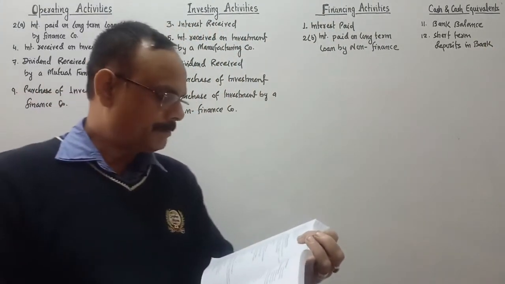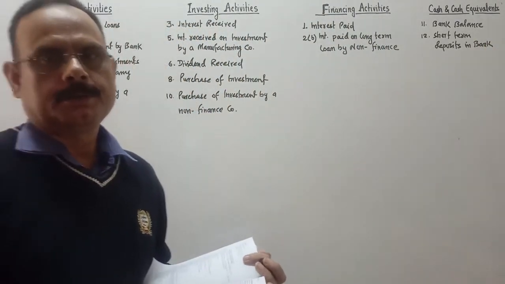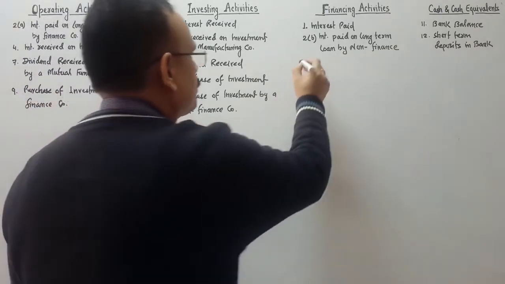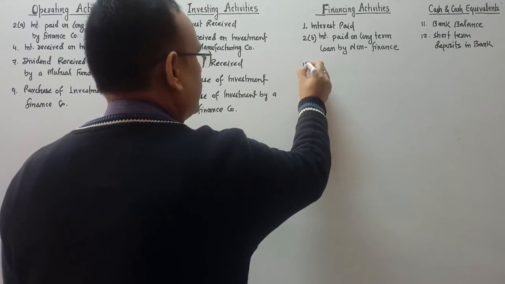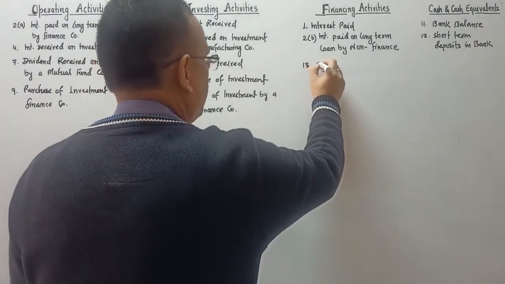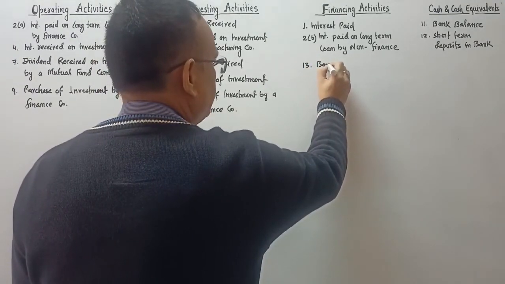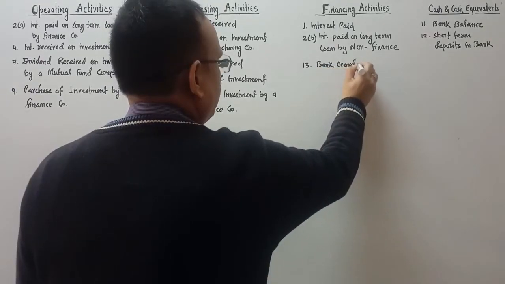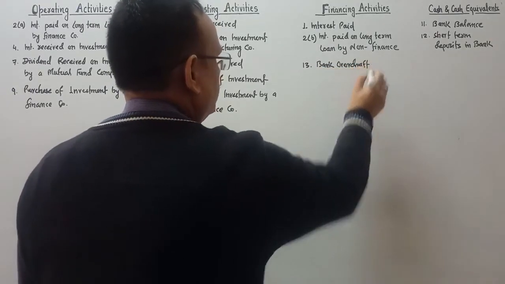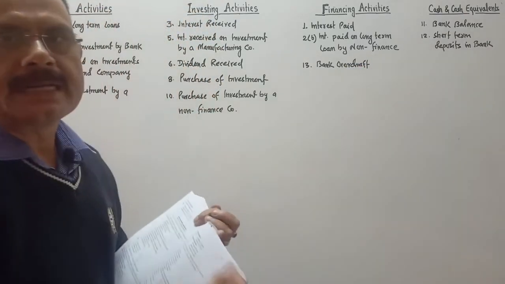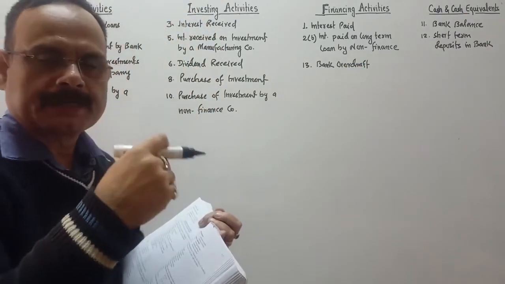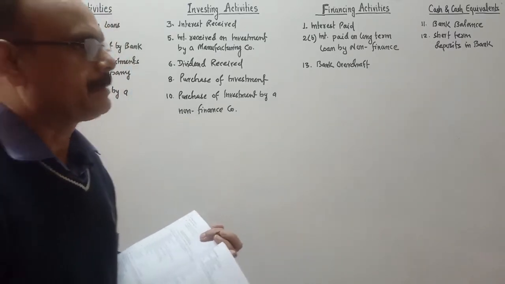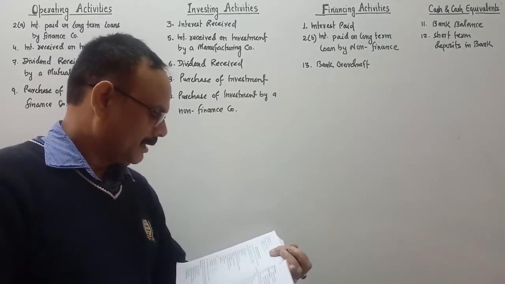Next comes the bank overdraft. Bank overdraft, cash credit, comes under the financing activities. If bank overdraft is increased then it is an inflow, and if bank overdraft is decreased then it is an outflow of cash and cash equivalent. Similarly with the cash credit.